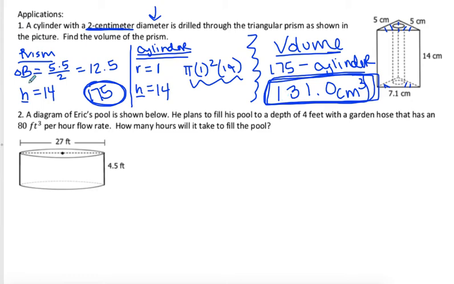All right, our last one says a diagram of Eric's pool is shown below. Eric's having a pool party here. He plans to fill his pool to a depth of 4 feet with a garden hose, cold water, that has an 80 feet cubed per hour flow rate. So this is how much his hose can fill per hour. How many hours will it take to fill the pool? Should he start this right before everybody gets there? Should he start this 2 days before? How long is it going to take to fill the pool?